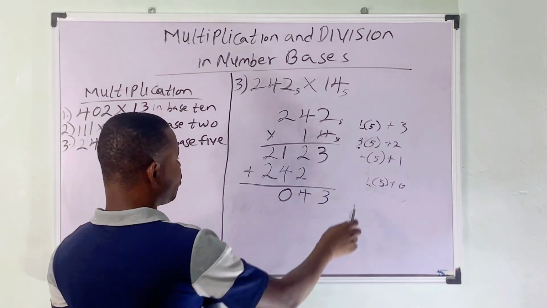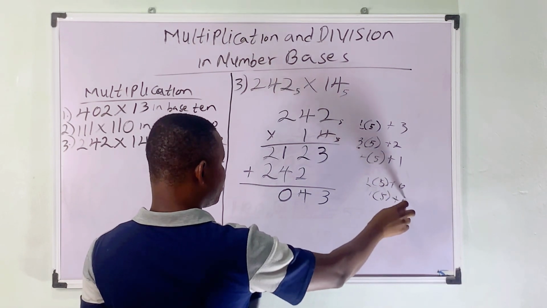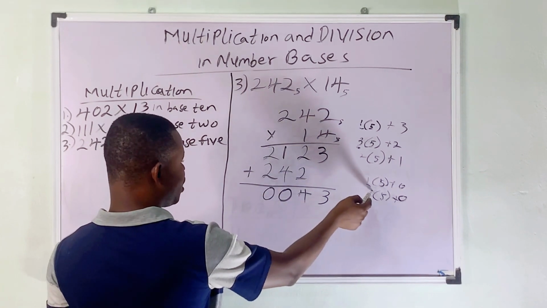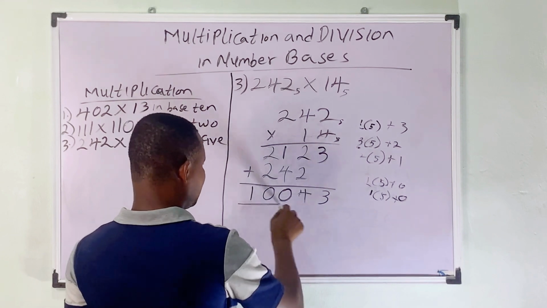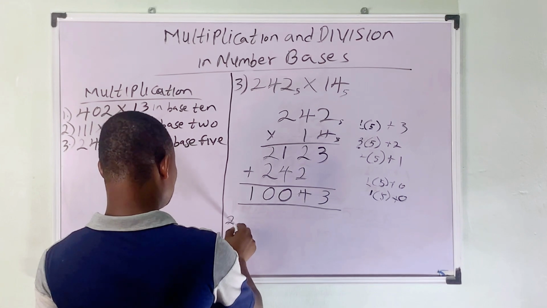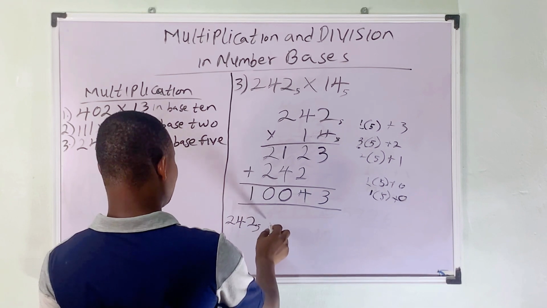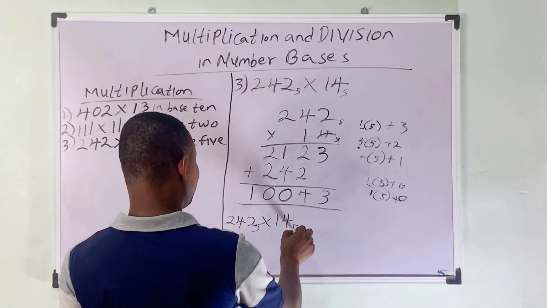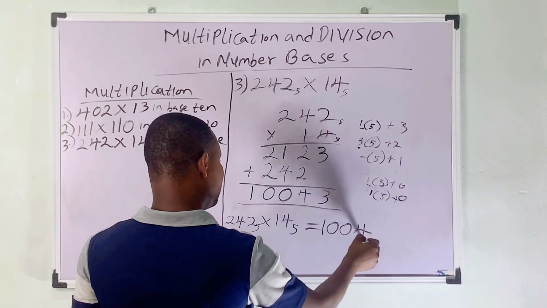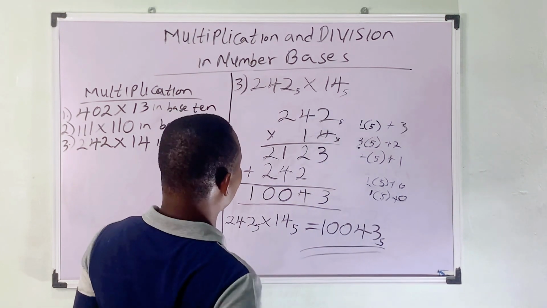2 plus 2, that is 4. Plus this one, that is 5. That shows we have one set of 5 again, then remainder 0. Then we write the 0 here. Since this is the last operation, the one that we kept outside, we bring it here. And that is it. So that means 2, 4, 2 in base 5 times 1, 4 in base 5 will be equals to 1, 0, 0, 4, 3 in base 5.